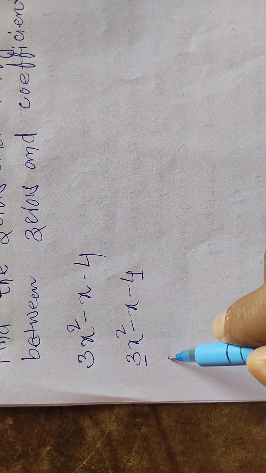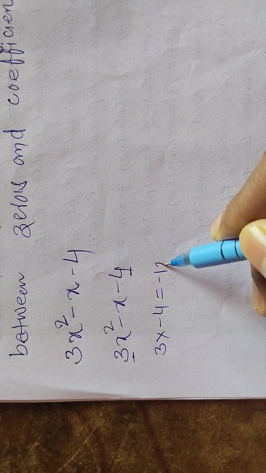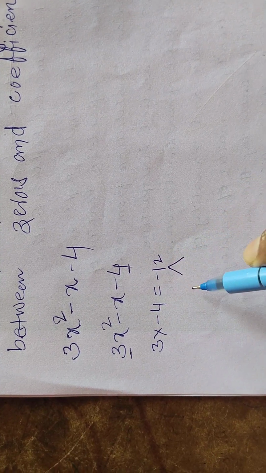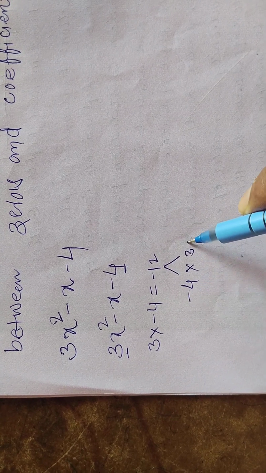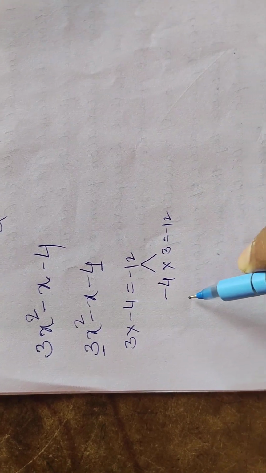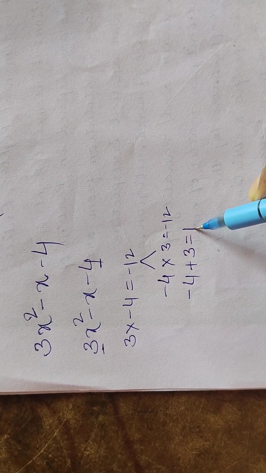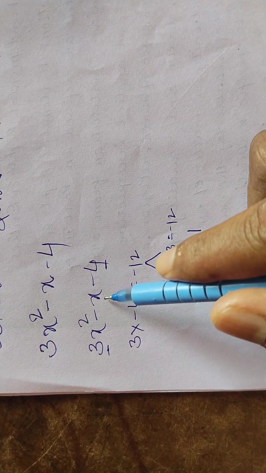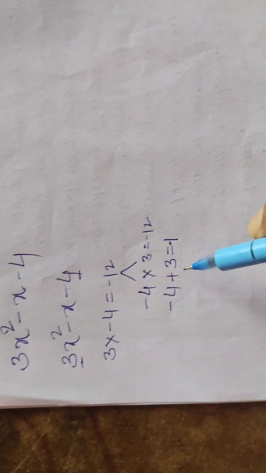So I have to multiply this. 3 into minus 4 is equal to minus 12. Minus 12 can be written as minus 4 into 3, which is equal to minus 12. Minus 4 plus 3 is equal to minus 1. So here the middle term is minus 1.